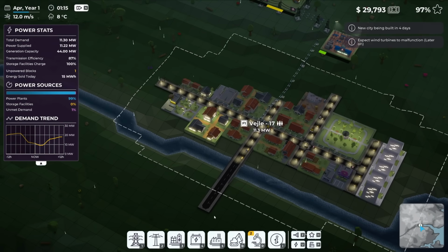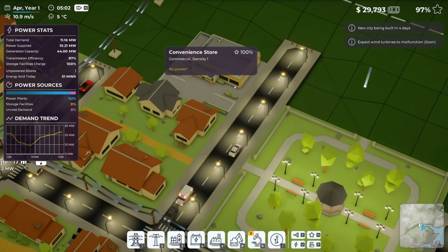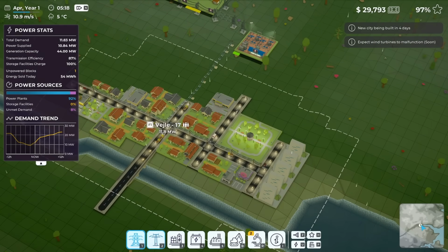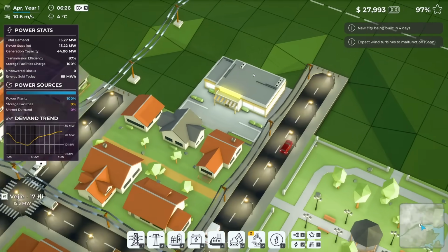We've also got unhappy people. Why are you unhappy? What's wrong, mate? 1% higher power usage due to cold weather. Is that why you're upset? Oh, but look, our city is expanding up there, so we need to give them power. Pylons up to you. There you go. The lights are now on in that convenience store.